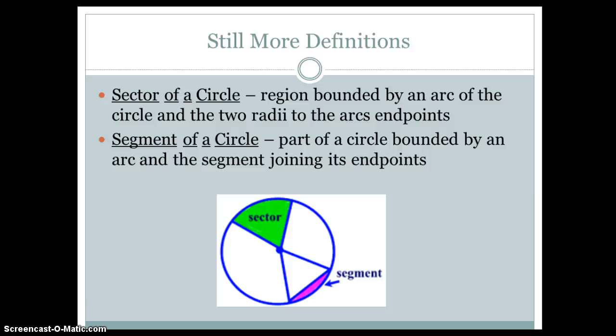A couple other things we need to know: a sector of a circle is a region bounded by an arc of a circle and the 2 radii to the arc's endpoints. So in the green here, you can see the sector. It's like the piece of pie you've cut out. A segment of a circle is part of a circle bounded by an arc and a segment joining its endpoints. So the purple or pink, depending on how you see it, in the diagram is the segment down here. It's kind of like the pie crust. We have a segment joined by a chord and the arc, and then we have a sector, which is like the whole piece of pie.